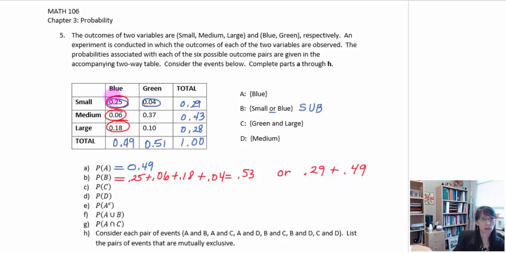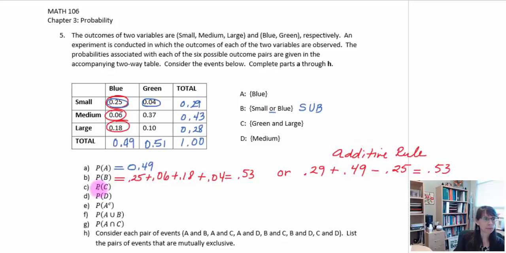But remember how we had 2 circles around one of these probabilities? So when you're using the additive rule, you add the totals for the 2 events, but then be sure to subtract any intersection. So I have to subtract 0.25. But our final answer is still 0.53. So this method is using the additive rule.